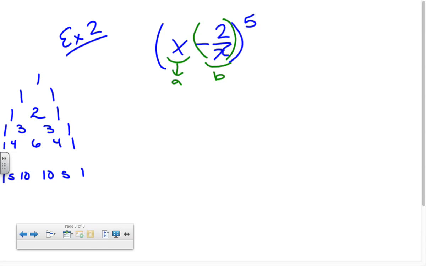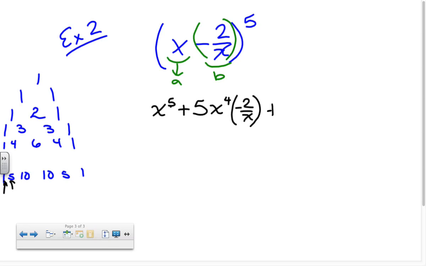It's very important that you put parentheses on it, otherwise the negatives won't turn out right. So this one, I'm going to go, okay, my coefficient for the first term is 1. That's always 1. So we're going to go 1 times my a to the 5th, which is x to the 5th, plus, okay. Now, my coefficient on the second term here is 5. My a term, now remember the pattern, so it goes 5 and now 4. Okay, so x to the 4th. And then we introduce the b, negative 2 over x. It's also to the first power.